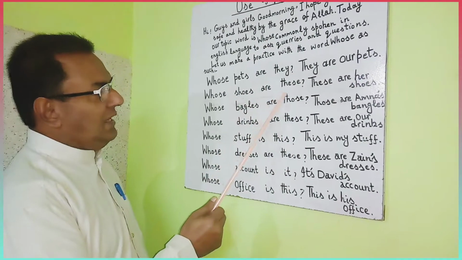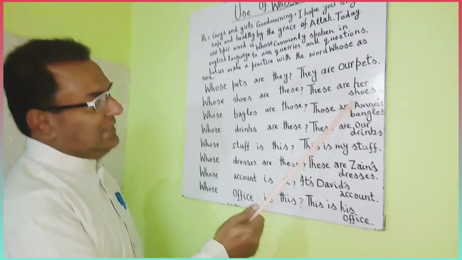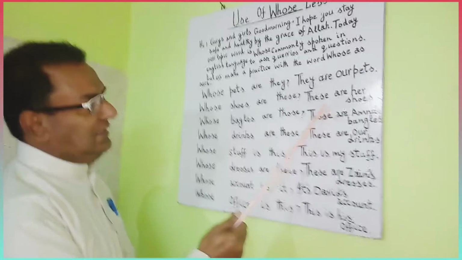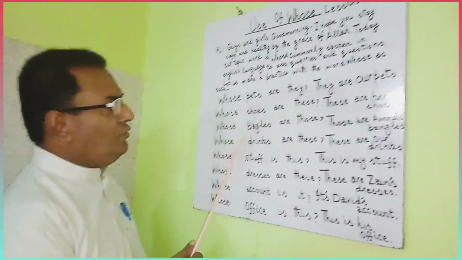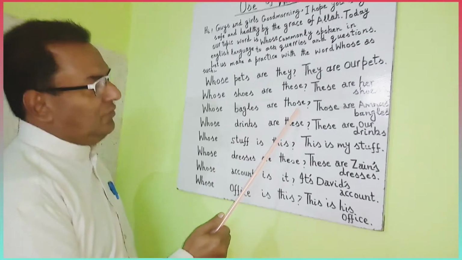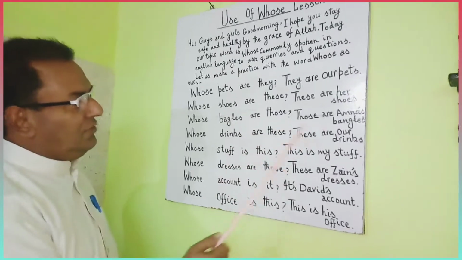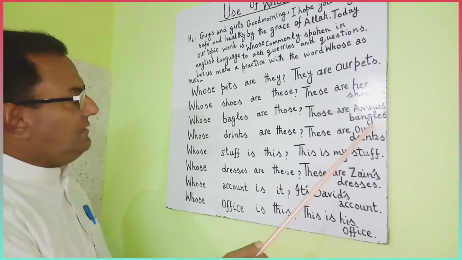Whose shoes are these? These are her shoes. Whose bangles are those? Those are Amna's bangles.